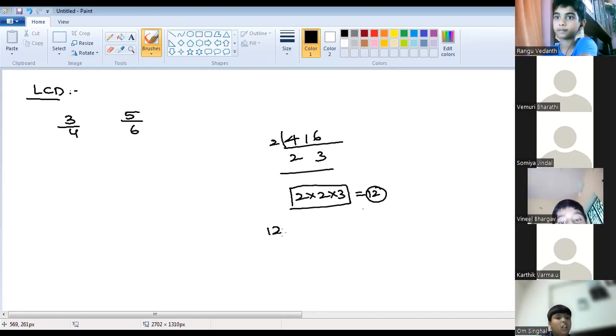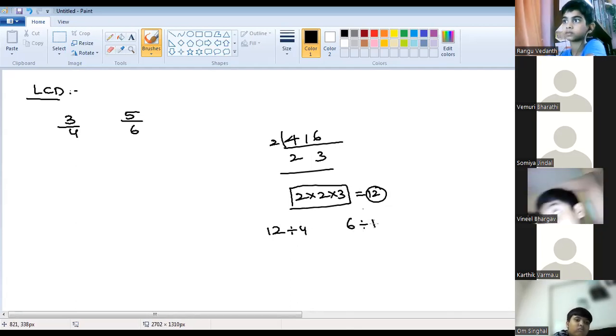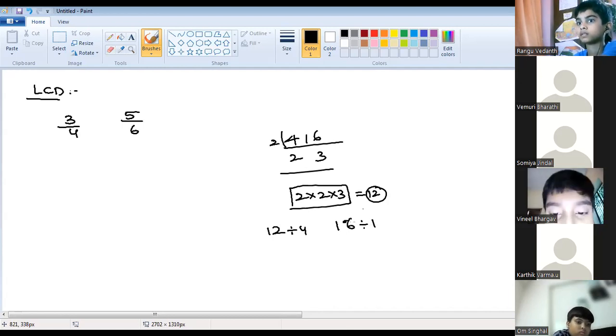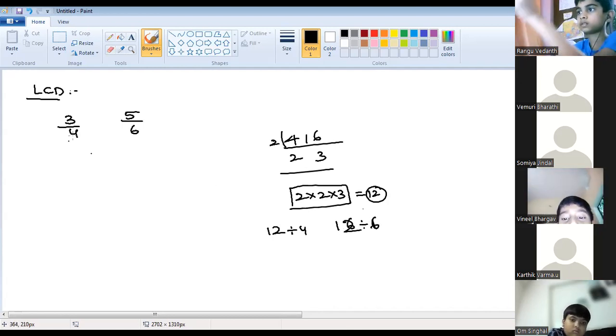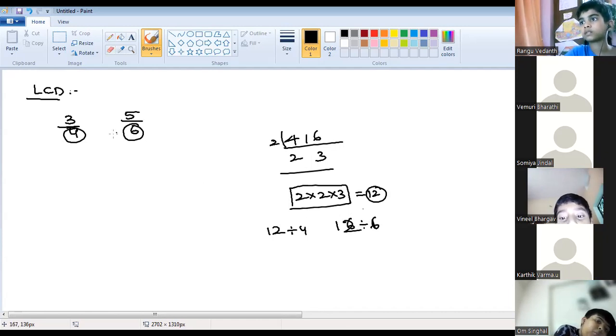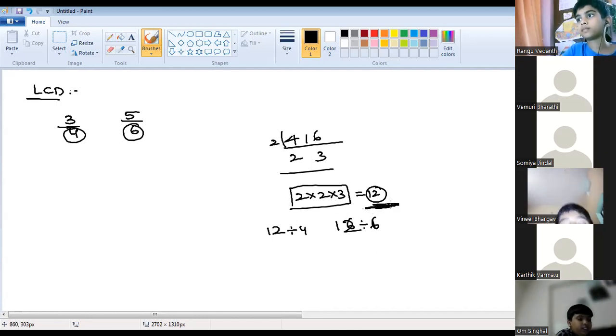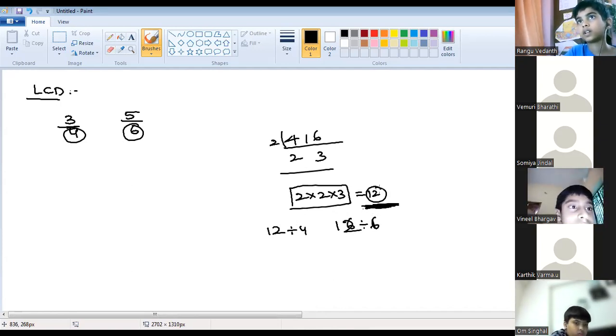12 can be exactly divided by 4, and 12 is also exactly divided by 6. So if you check these denominators, the least common denominator here is 12. Hope you understood, Vedant. It's nothing but LCM. Don't think more than that. Okay, ma'am.